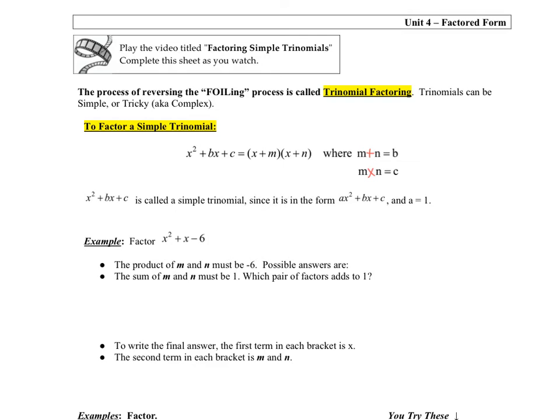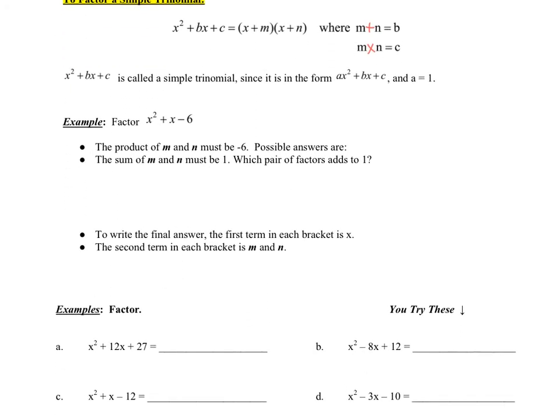Okay, so let's try a little example here. We're going to factor x squared plus x minus 6. Now we need two numbers that give us a product of negative 6, so that constant at the end, and a sum of 1. Now we have to think of some possible answers. Now this is the long way.